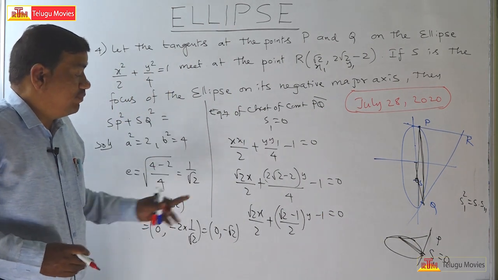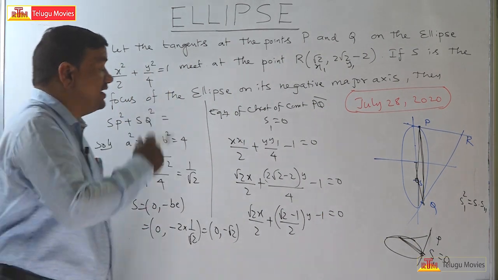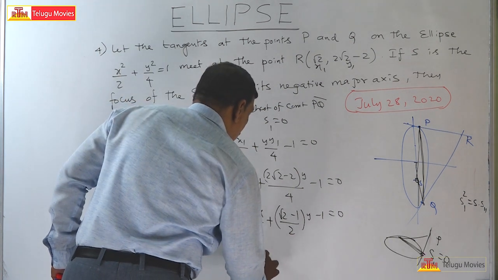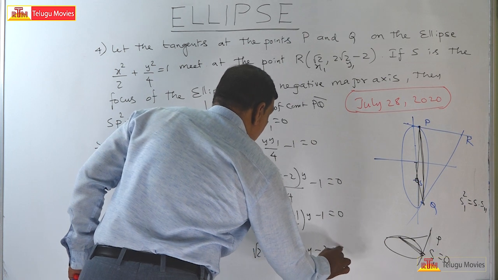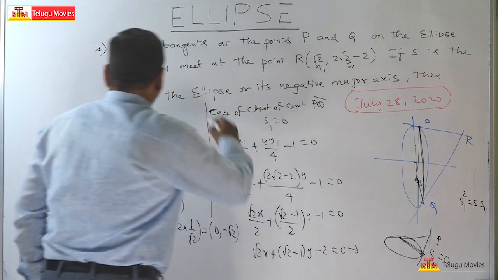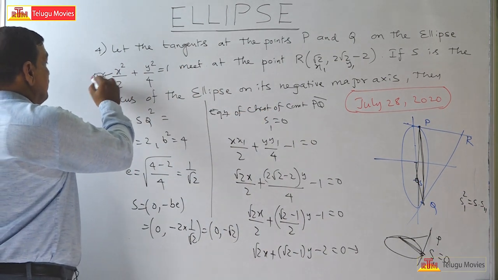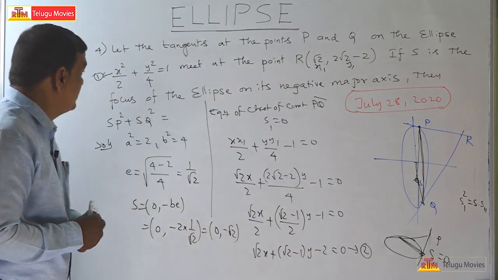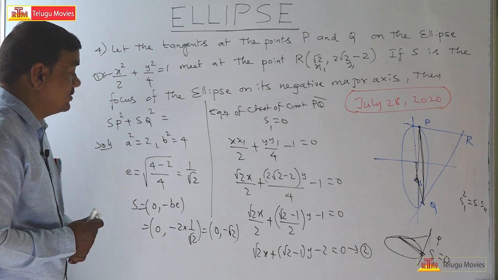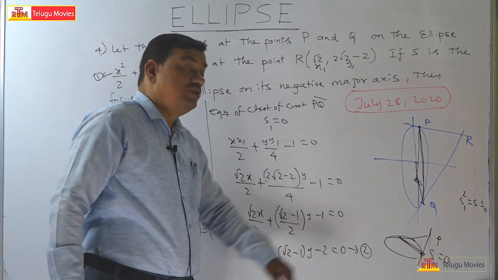Okay, I have to be careful. The denominator 2 is there, so multiply with 2. So this is equal to root 2 x plus (root 2 minus 1) y minus 2 is equal to 0. So this is the ellipse equation, call it 1, and this is the straight line equation: root 2 x plus (root 2 minus 1) y minus 2 is equal to 0.